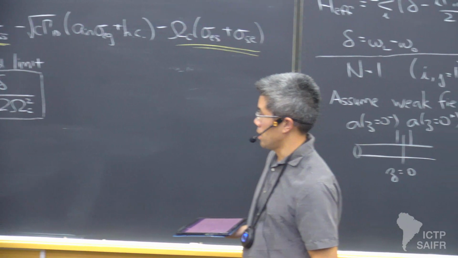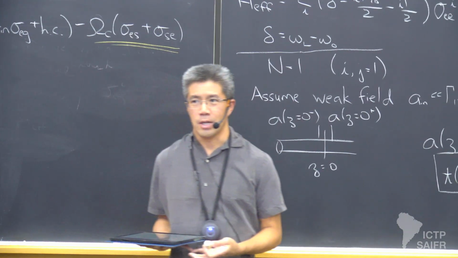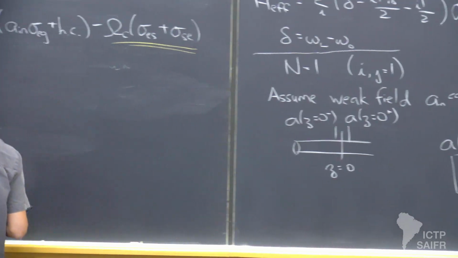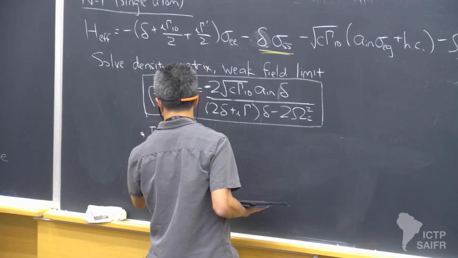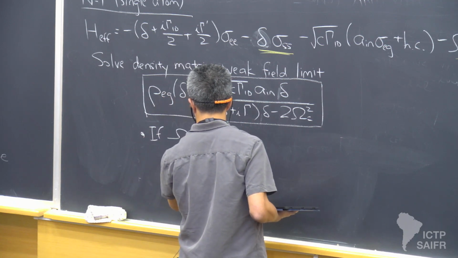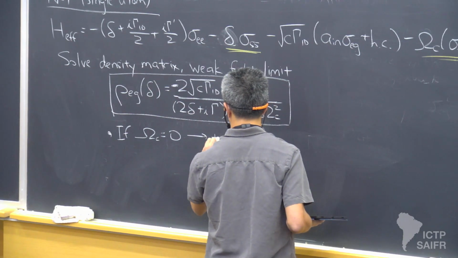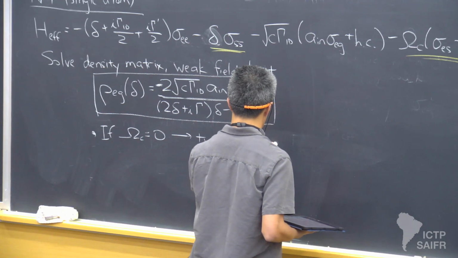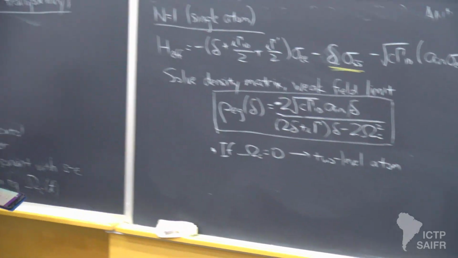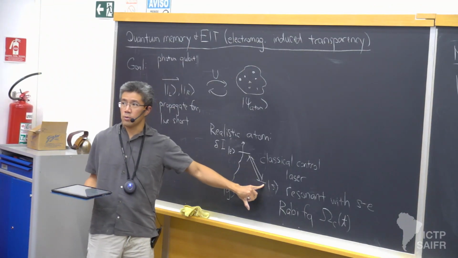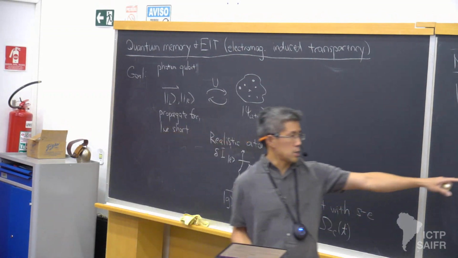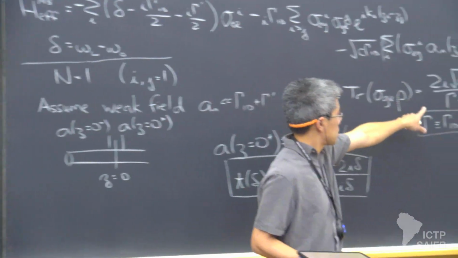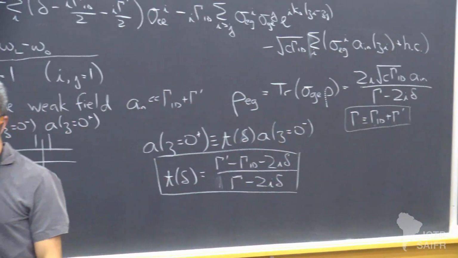So this equation is pretty abstract. I don't expect you to get anything out of it per se. Let me just point out two limits though. If my control field is set to zero, then I get the same result as before of a two-level atom. That's just to say, if I don't even turn on this control field, there's no way that this state S could ever get populated. So then this answer reduces to the answer that I previously gave.